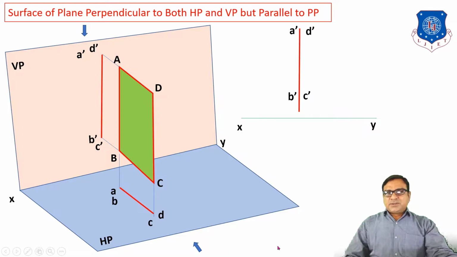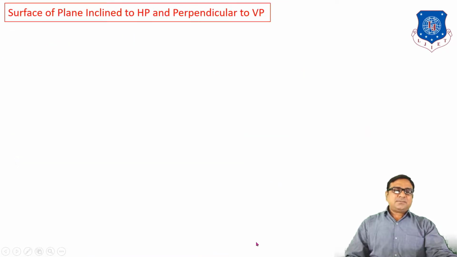So in 2D projections, we always take the front view above XY and the top view below XY because we are considering the first quadrant. So here, by moving the horizontal plane, the top view ABCD is below XY. So when the plane is perpendicular to both HP and VP, the front view and top view, both the views, are straight lines.